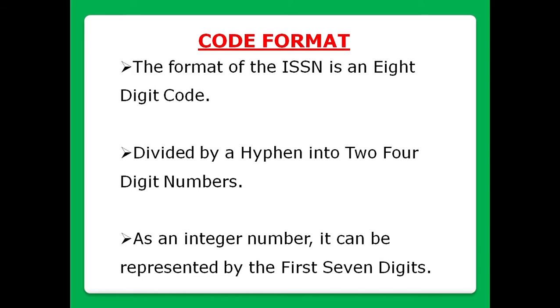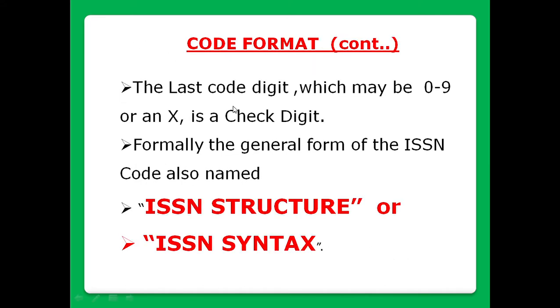As I told you, it is 8 digits, divided into two groups of 4 digits with a hyphen in the center. And as I told you previously, we want to see that X. As an integer number, the first 7 digits are represented, and the last one may be 0 to 9 or X, the finishing digit. Formally, this ISSN code is called the ISSN structure or ISSN syntax.